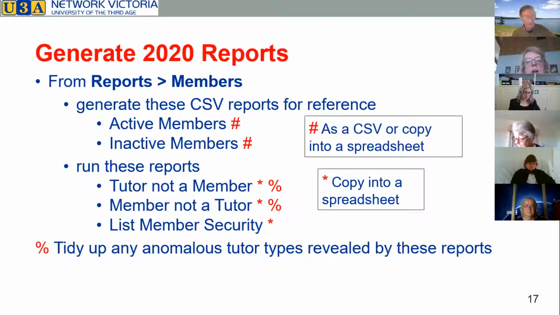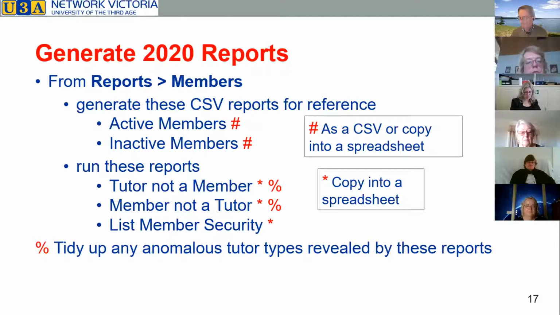Tutor not a member and member not a tutor. Again, there's no CSV for those, but you can copy them into a spreadsheet if you wish. That's a good idea to do so. And it will show up any anomalies in your tutors. So if you've got, for instance, people flagged as tutors who actually aren't, or people who are tutors, that is, they have a class, but they're not listed as tutors, it'll show those up.